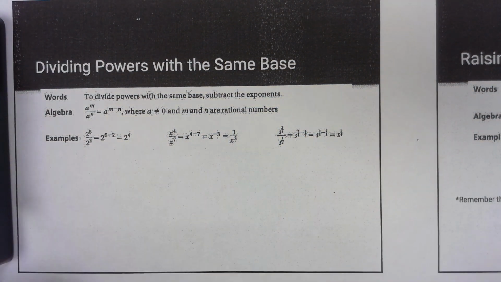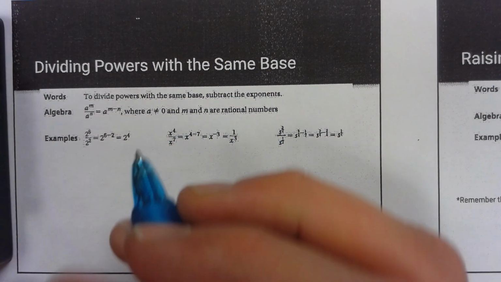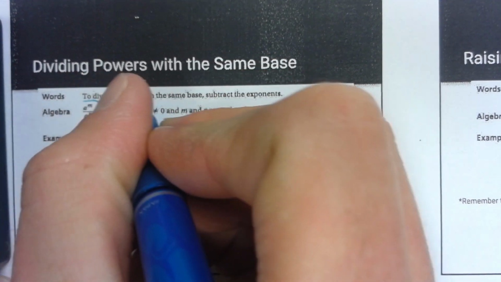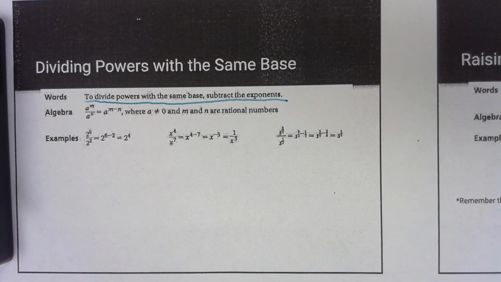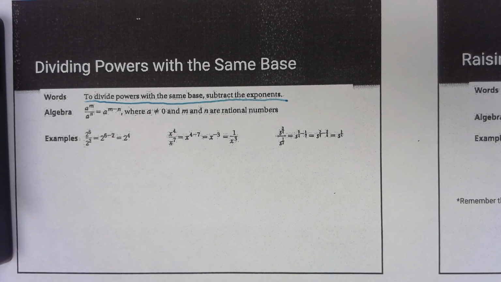This time around, I'll start with the words and then kind of explain it after. But when we divide powers with the same base, we subtract the exponents. So this is almost the opposite of if I have x cubed times x to the fourth, where I add those exponents. Now it'd be like x cubed divided by x to the fourth. I'm just going to subtract the exponents.